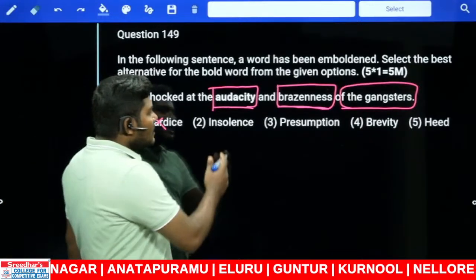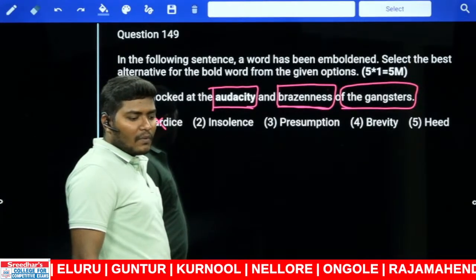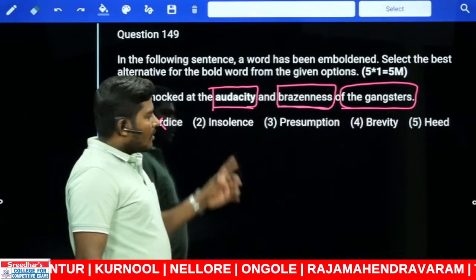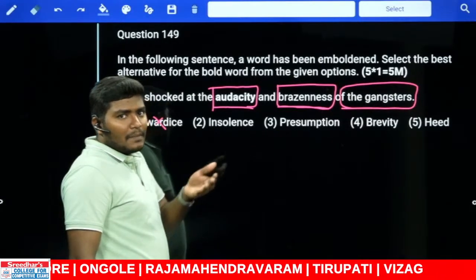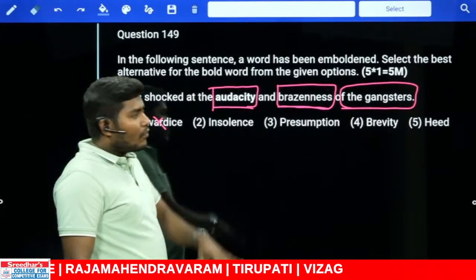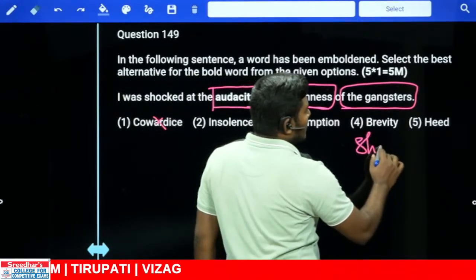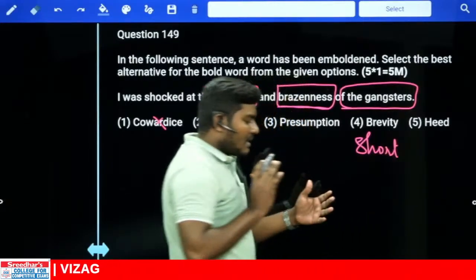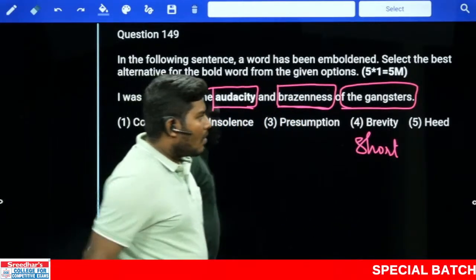Next, insolence. Insolence is a person who is extremely aggressive, an aggravating person. Okay, that is an important word. Next, what is the word given? Presumption. Presumption is nothing but assuming something beforehand. What is the next word we have? Brevity. Brevity is nothing but something that is given in short, in a brief set, brief meaning.